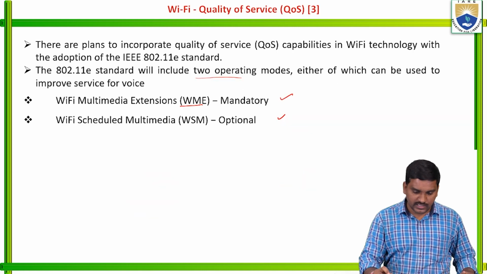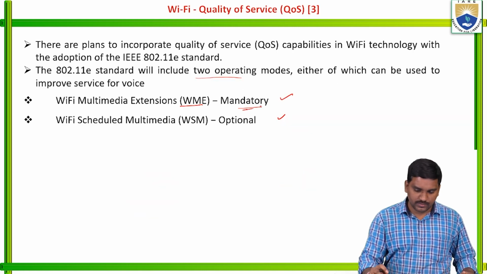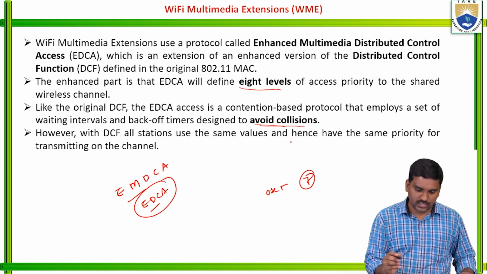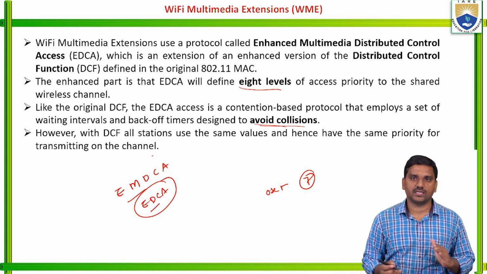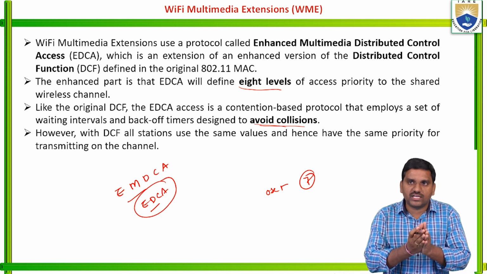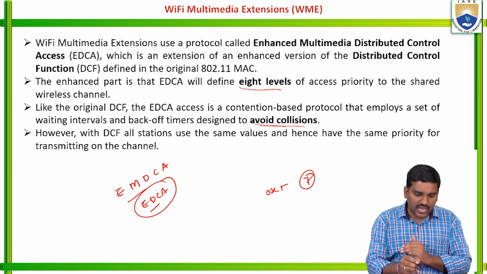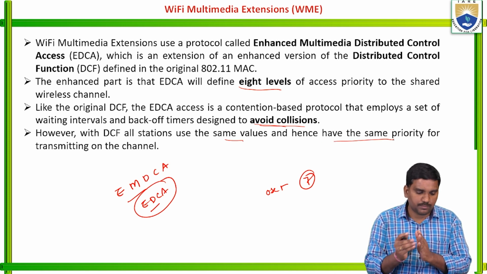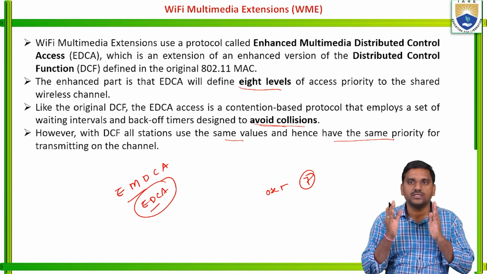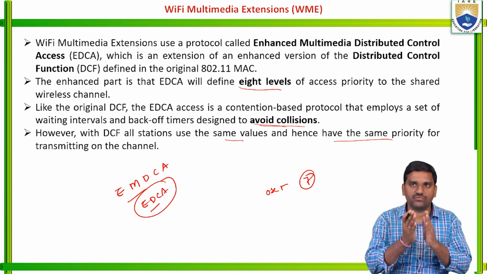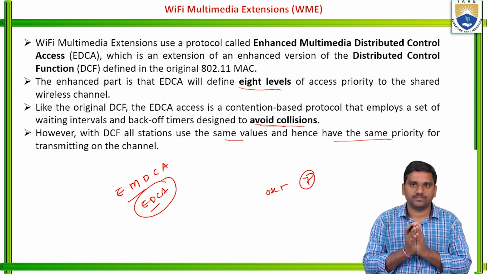This is the mandatory operating mode. However, in DCF, all the stations use the same values, hence have the same priority for transmitting on the channel. So in order to avoid collisions while transmitting your signals, we use the same values and hence the same priority for transmitting on the channel. This is the key point you have to remember for Wi-Fi multimedia extension.